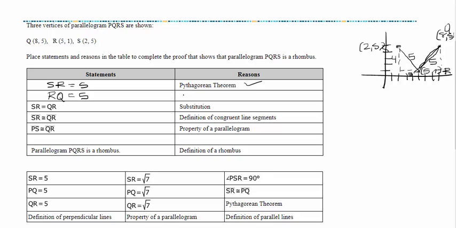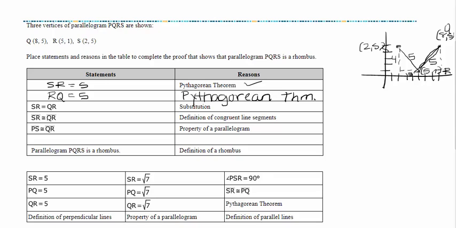The reasoning here would just be the Pythagorean theorem, because distance formula isn't one of the options, and there are different ways of solving the same problem. You could have also used the distance formula, depending on your preference and what the options are. But here we will use the Pythagorean theorem as our reasoning. Now, SR is equal to QR. If we know they're both 5, they're equal to each other. That's substitution.